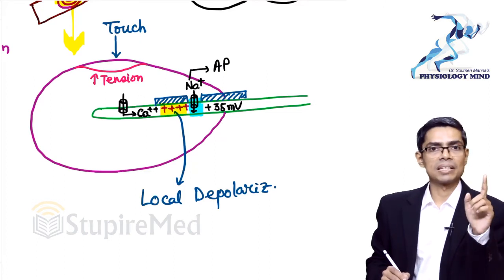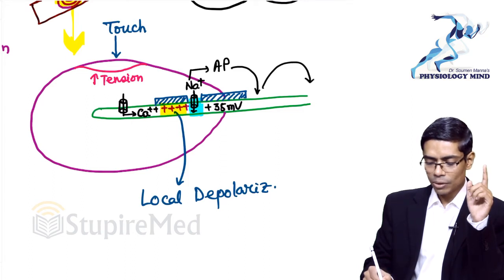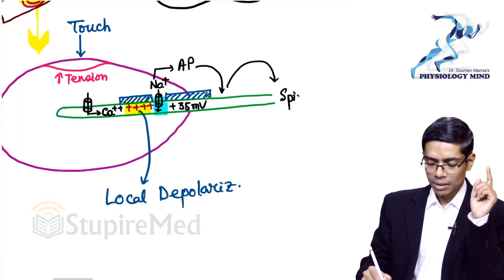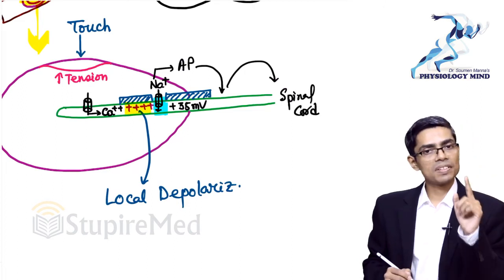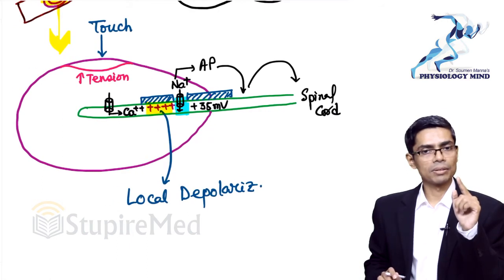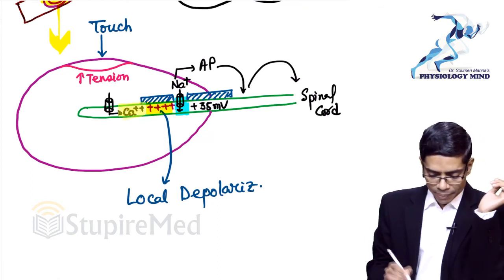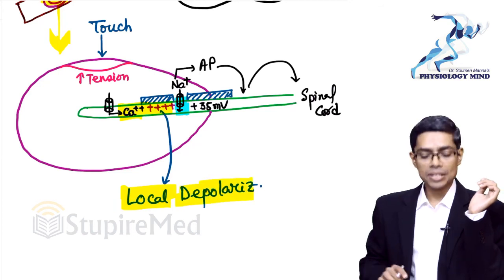Whenever the action potential is generated, now it will easily be transported from one node to the other node, and it will reach up to the level of spinal cord region. Am I clear? So this is the mechanism of action potential generation in the sensory neuron. Now what I told initially, there will be entry of calcium. That calcium is producing local depolarization.